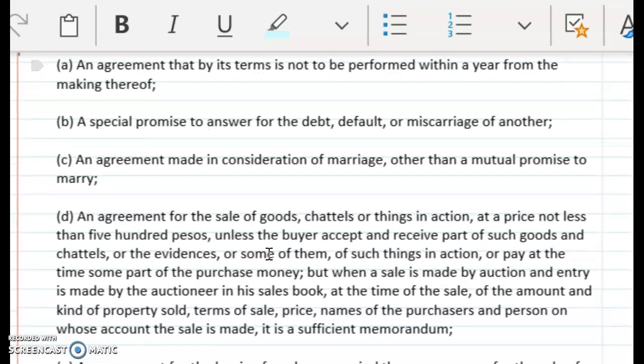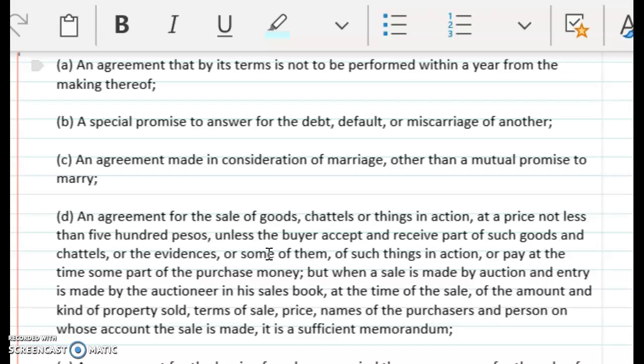Okay, next. Letter D, an agreement for the sale of goods. For the agreement of sale of goods, the statute covers both tangible and intangible personal property. Example, S and B mutually promise to sell and buy a laptop at a price of 12,000. So this contract must be in writing to be enforceable against either party unless there is delivery or partial or full payment, in which case it is taken out of the operation of the Statute of Frauds and the contract may be enforced even if it was made orally.